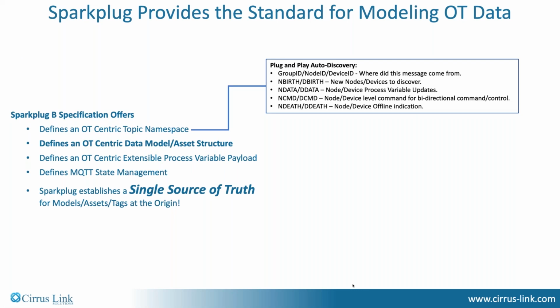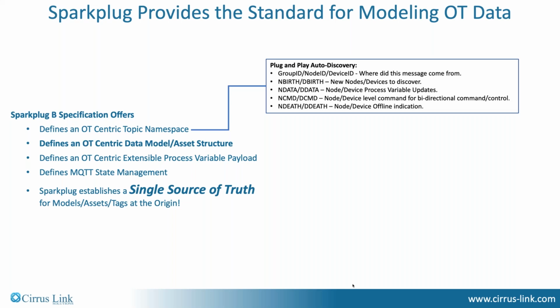Now, very quickly, expanding out a bit, what does a well-defined topic namespace do for us? Well, it gives us plug and play auto discovery. With this notion of a group, node, device ID, we know where these messages came from. With the birth message, we know, oh, there's a new device out there. We can discover that device, and we can know what information it wants to provide to us.